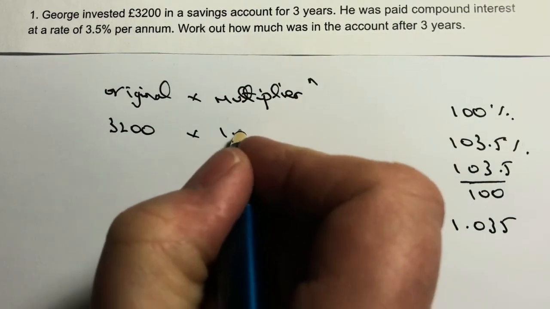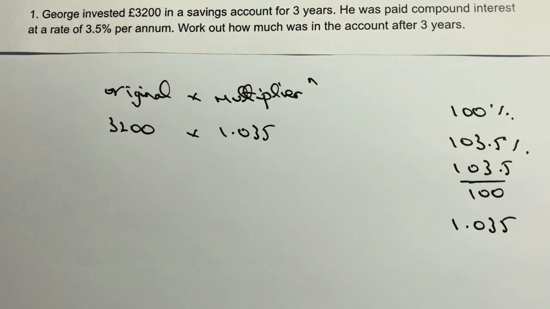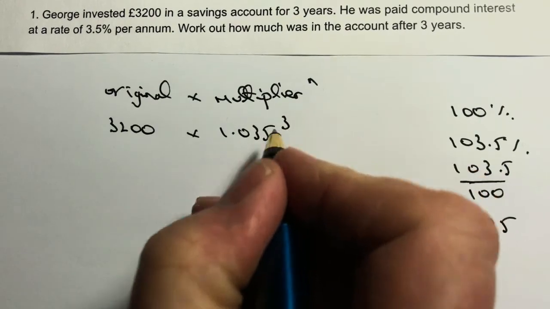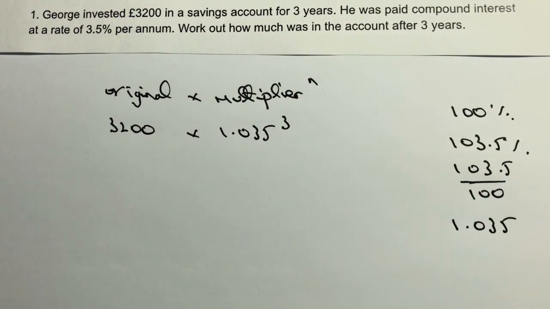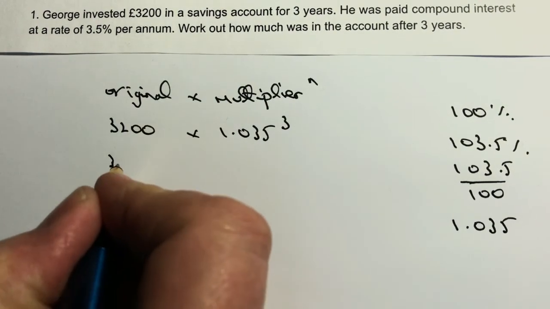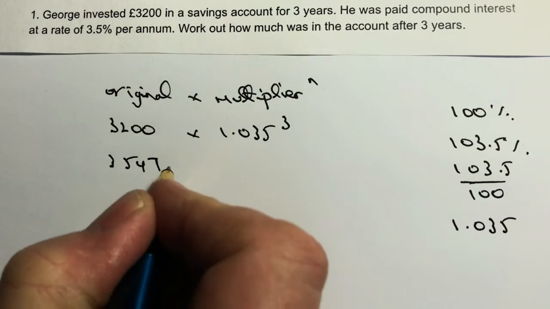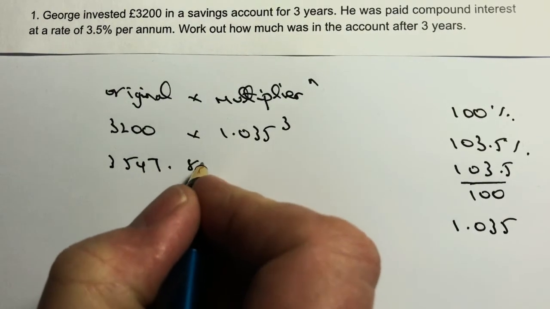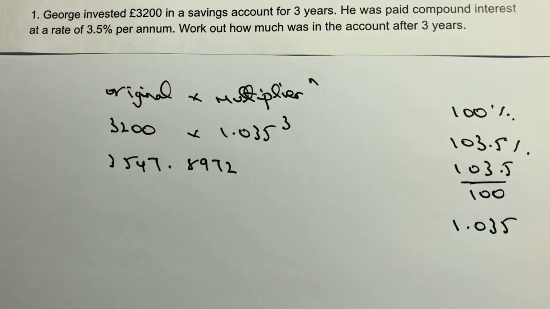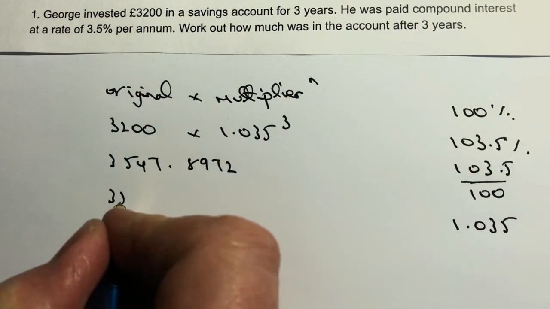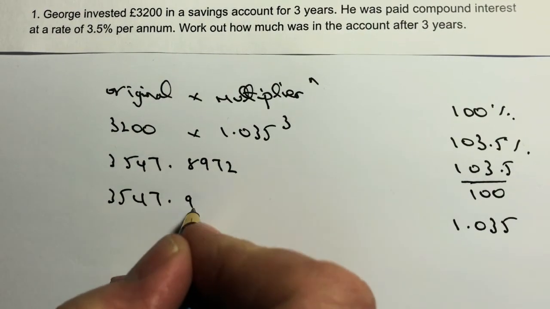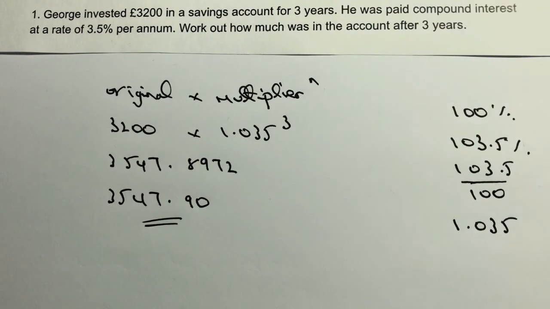So if I write 1.035 into there, and to the power of n, which is the number of years, in this particular case 3 years, and if I feed that into my calculator, I get an answer which is £3,547.8972. Now, for the purposes of most of these calculations, they'll just ask you to round it to the nearest penny. In this particular case, that's going to be £3,547 and 90p, and that's what George is going to have at the end of the 3 years.